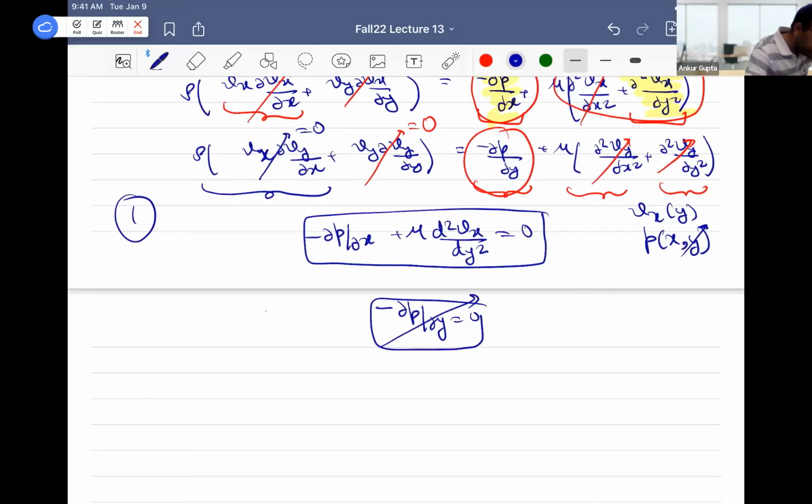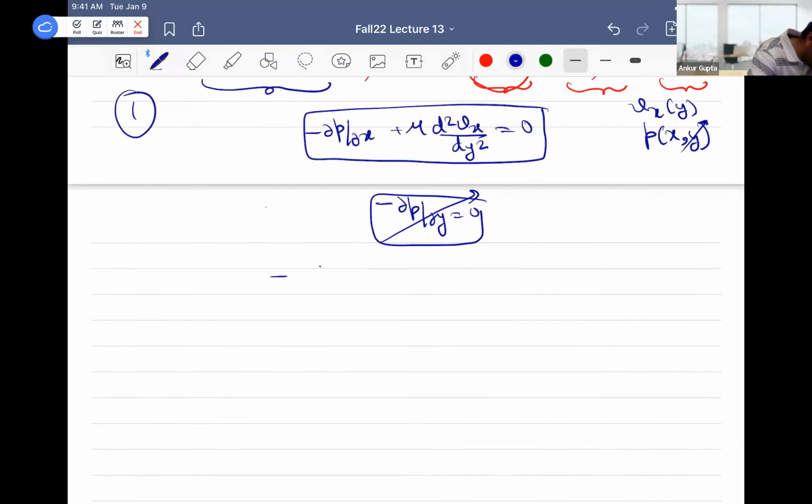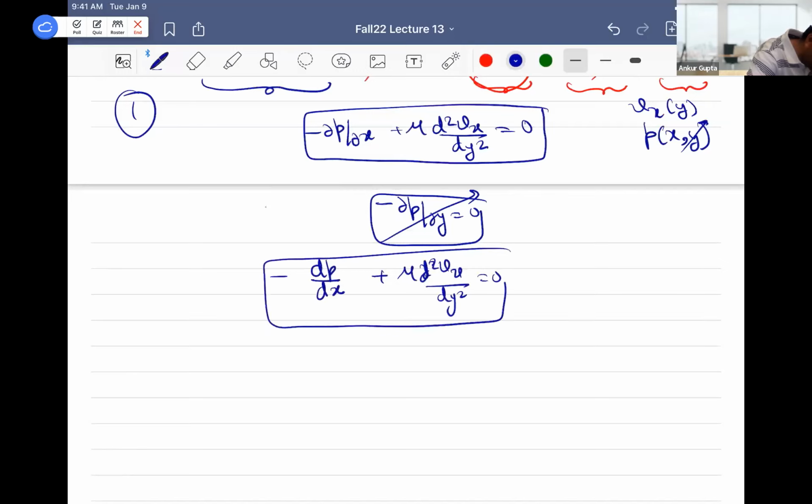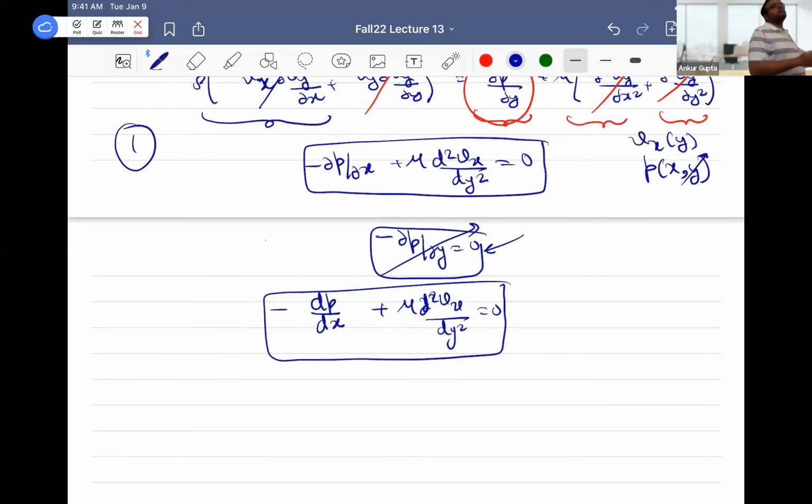What I'm only left with is minus dp by dx, because P is only a function of x, plus mu d square Vx by dy square. Yeah, because del P by del Y is 0. So it's constant in y. It doesn't depend on y. Right? Del P by del Y is 0. It only depends on x.